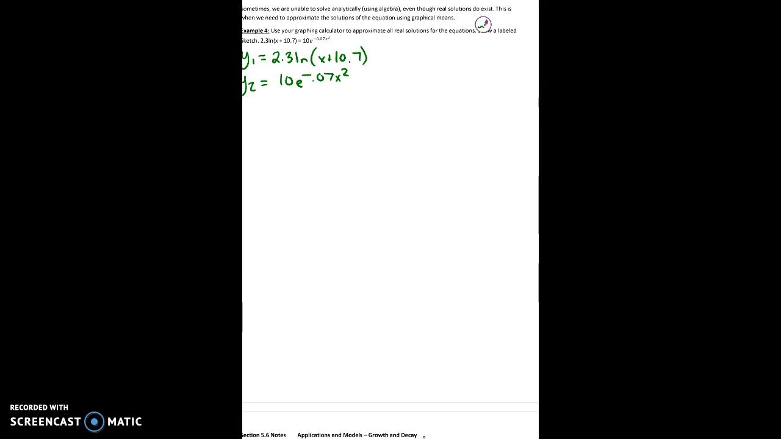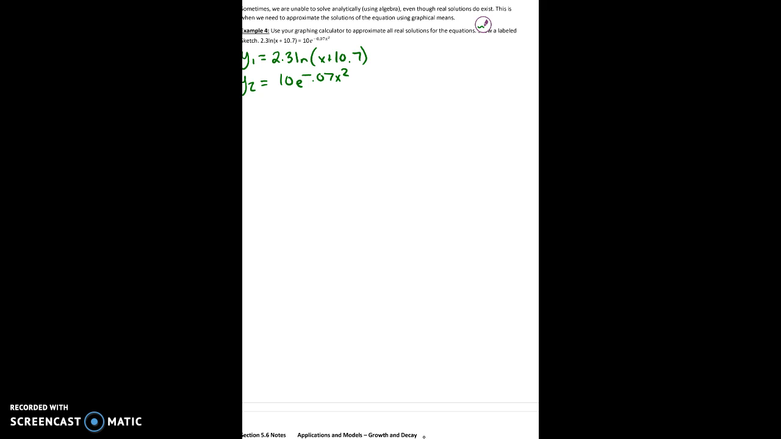Now, I want you to take note. The reason why this cannot be solved analytically is because on one side we have a logarithm, and on the other side we have its inverse, an exponential function. So if I try to undo the logarithm, I won't be able to undo the exponential. We would be in this constant struggle of trying to undo one and not being able to undo the other. So graphically is the only way that we can solve this with our current algebraic knowledge.